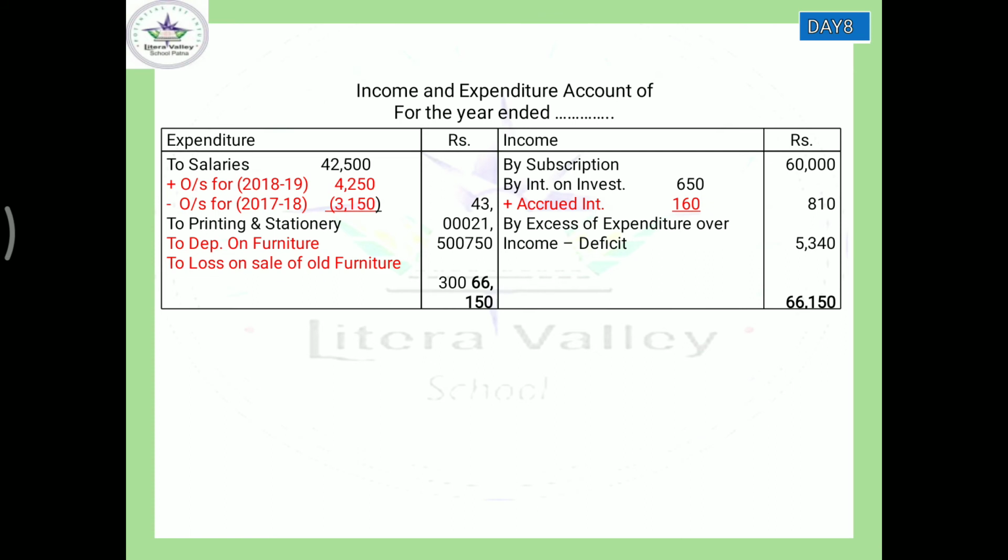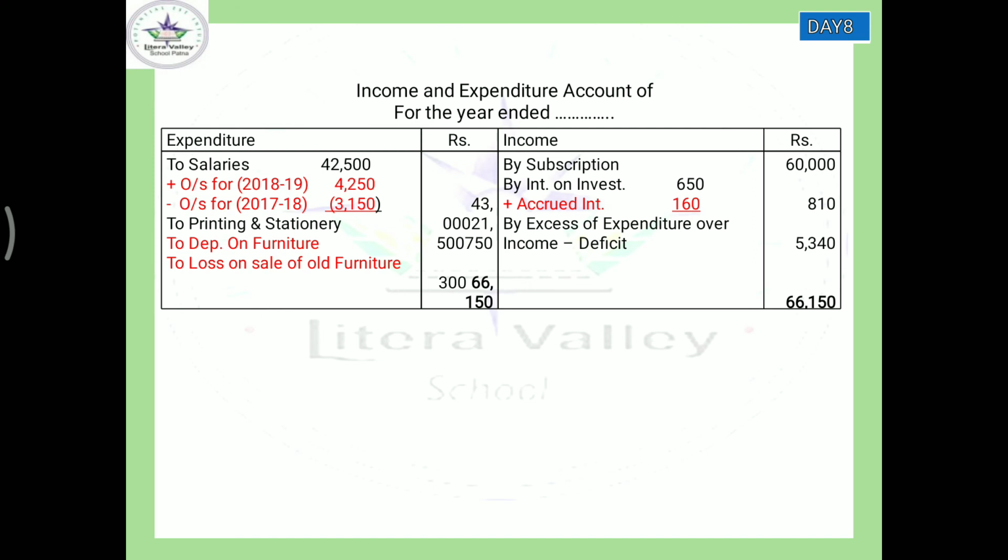Interest on investment 650 has already been received, given on the receipt side, and accrued interest is 160, because the organization has an investment of 8,000 already, and it has purchased an investment of 3,000. So the total interest has actually been calculated. The remaining amount, 160, is treated as accrued.